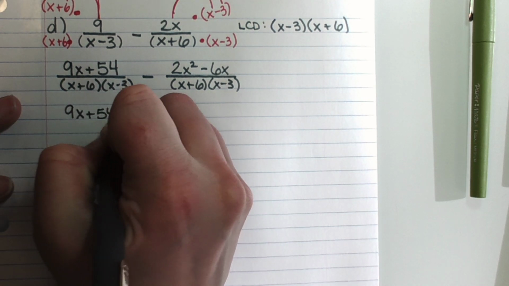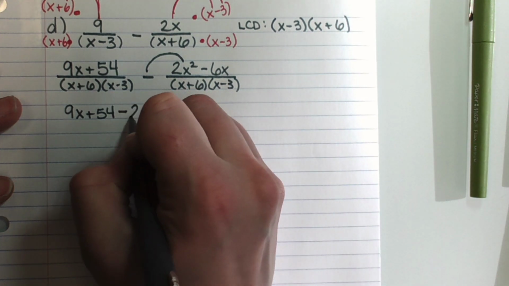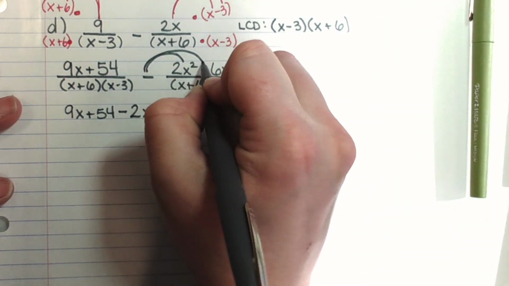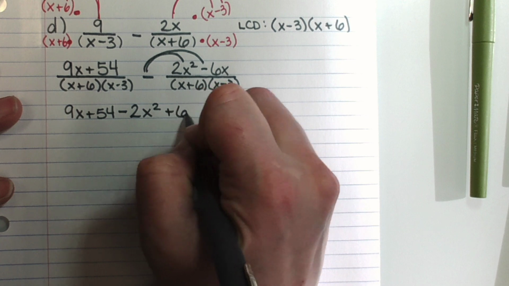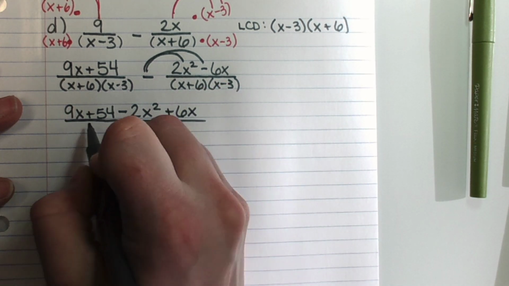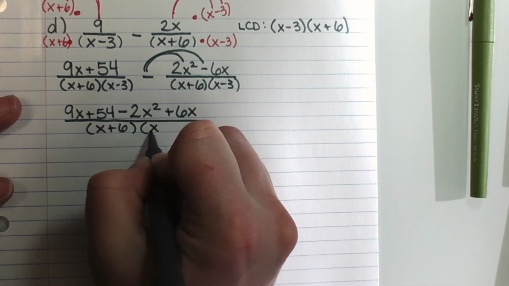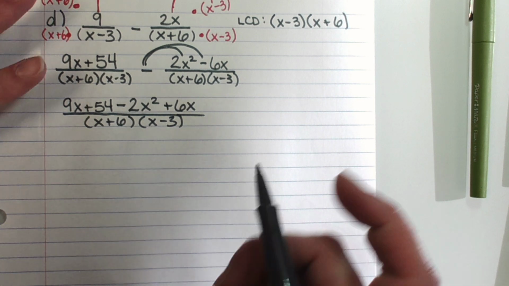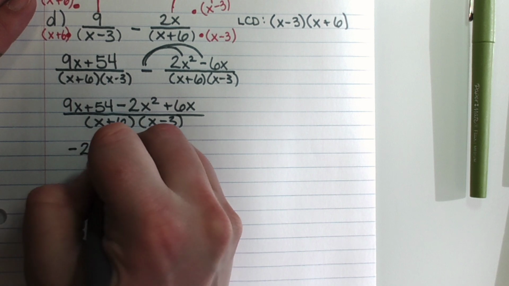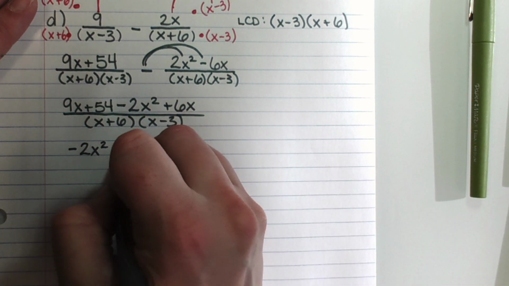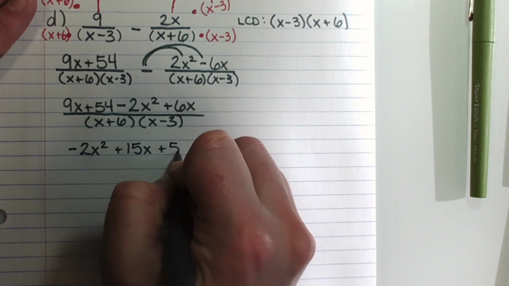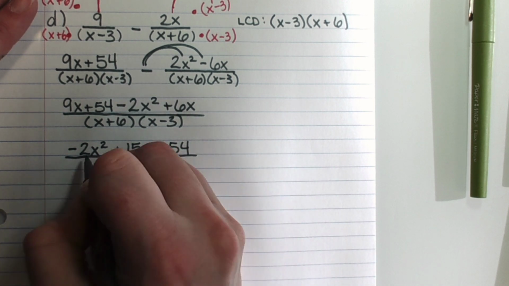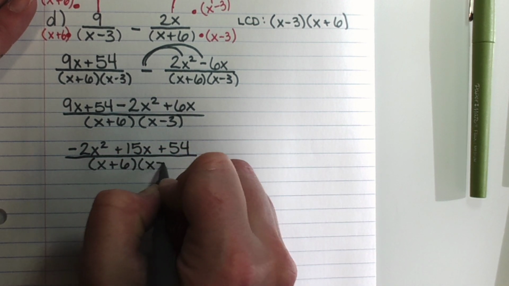9x plus 54, subtracting 2x squared, subtracting a negative turns into adding. Now what? Combine like terms. Put in standard form as you do it. So negative 2x squared, I'm putting first, plus 15x, plus 54, over x plus 6, x minus 3.